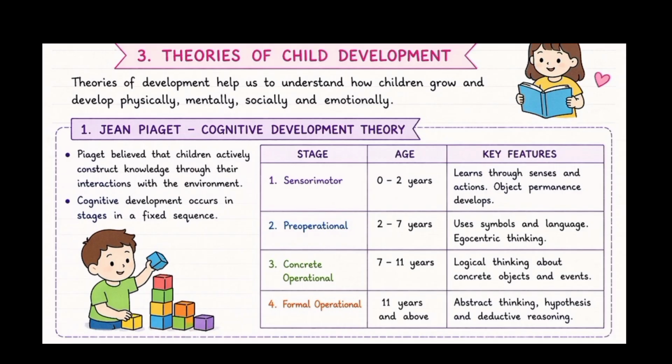The last stage of Piaget, the formal operational stage, 11 years and above: abstract thinking, hypothesis, and deductive reasoning. During this stage, the child develops the ability of thinking and reasoning about objects which are beyond the immediate world. Though the problems are systematically solved, trial and error gives way to some logic. The child learns by mistake.